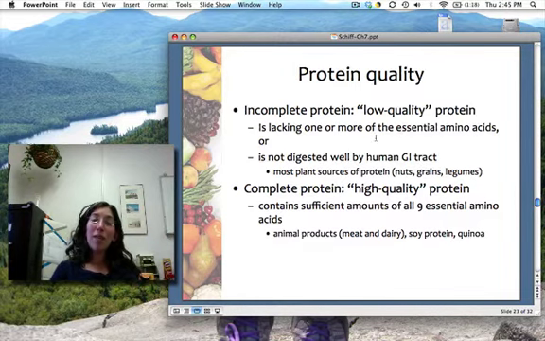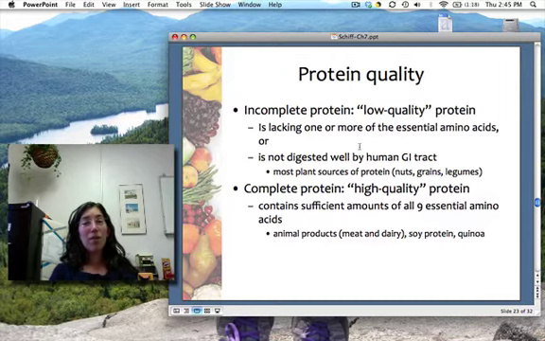So again, plant foods, most plant sources of proteins, nuts, grains, legumes, those are all incomplete or low quality proteins. They're lacking in one or more essential amino acid. Meats and dairy, animal foods, animal products are all complete high quality proteins. They contain all of the essential amino acids in the amounts that are appropriate for our body.